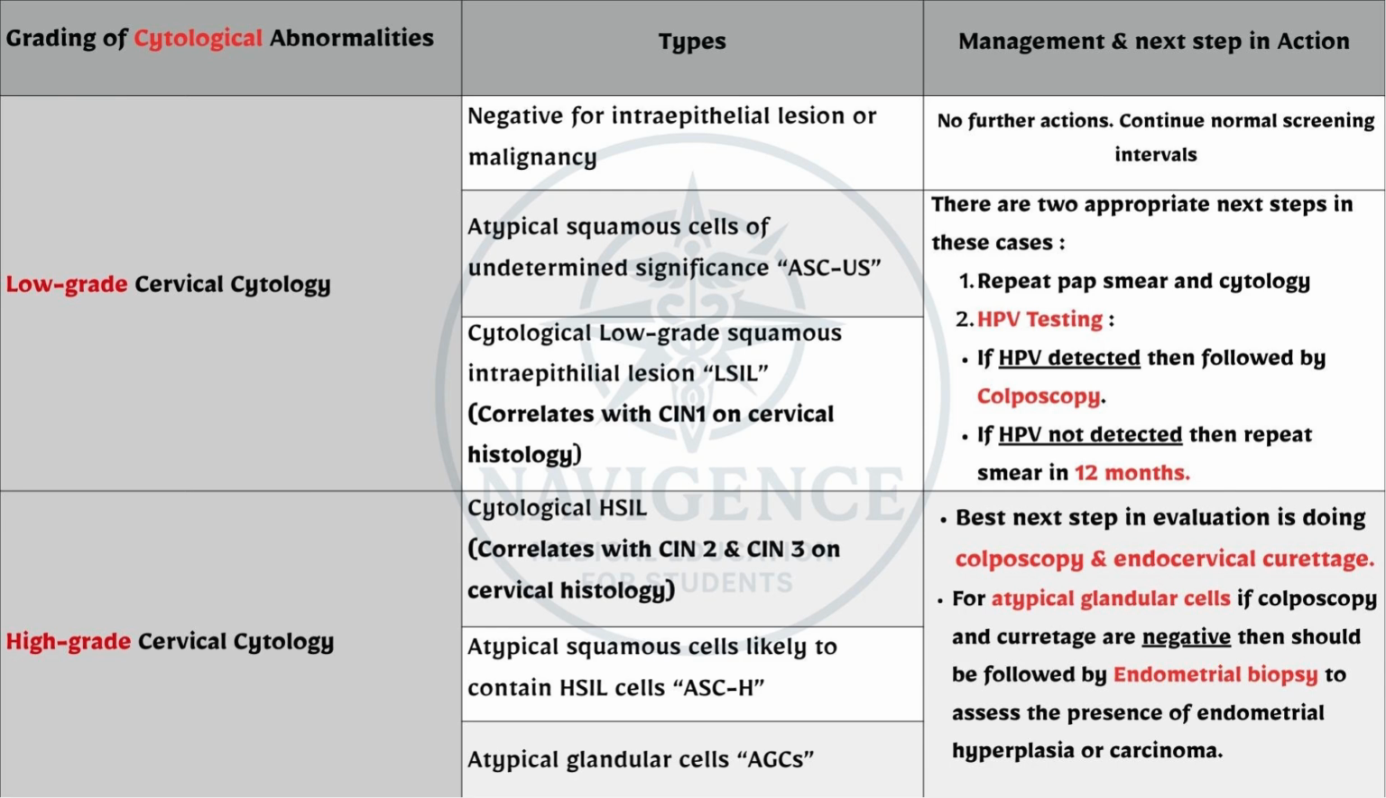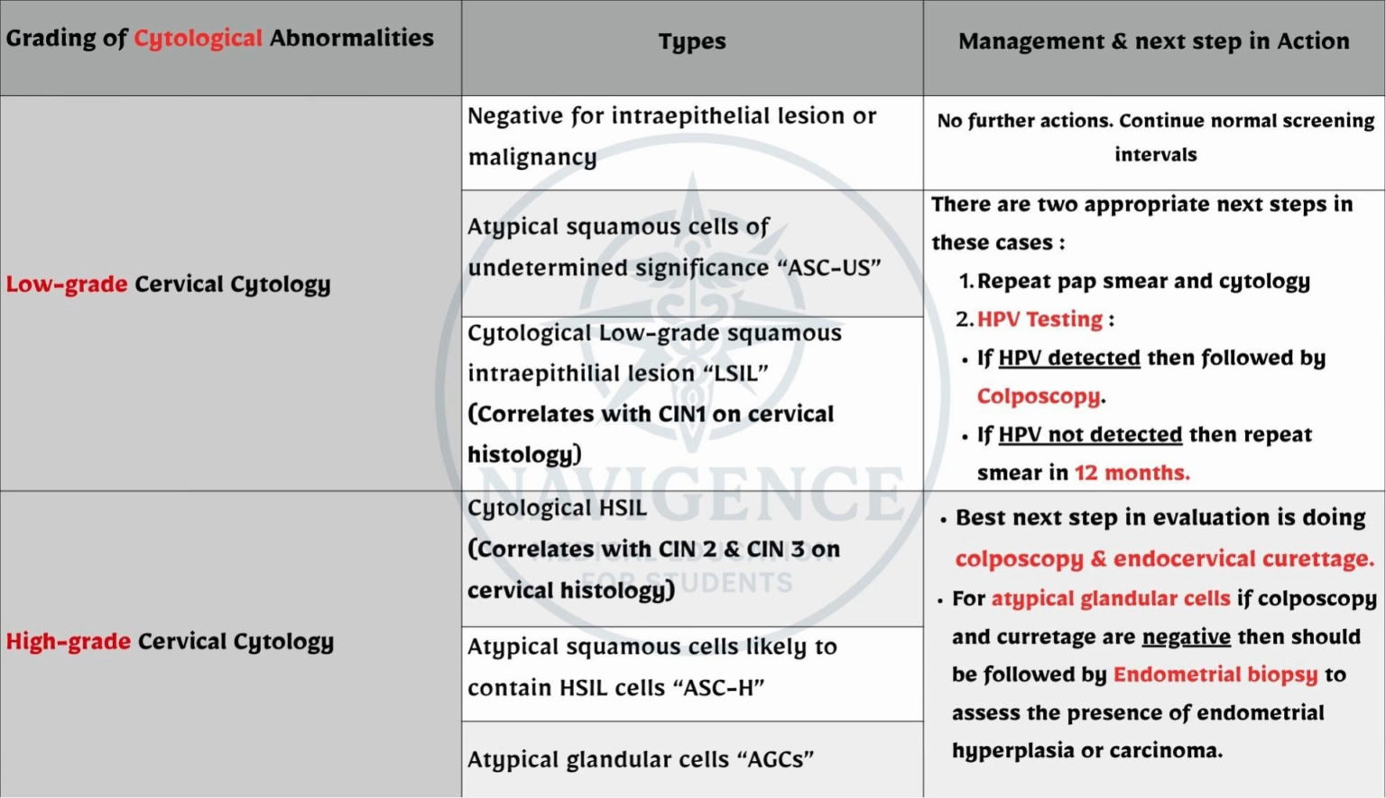Cytological low-grade squamous intraepithelial lesion. There are two appropriate next steps for ASCUS and low-grade squamous intraepithelial lesions detected in Pap smear, which are either to repeat Pap smear or to perform HPV testing. Both are appropriate next steps. If HPV positive, then it should be followed by colposcopy and biopsy. But if HPV negative, repeat Pap smear testing in 12 months.